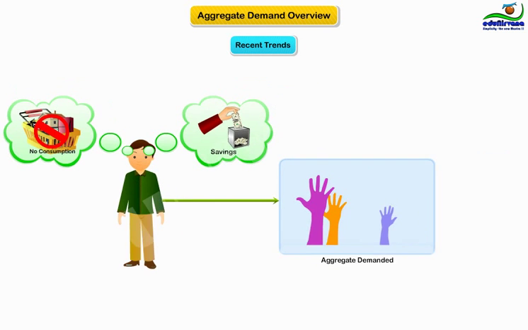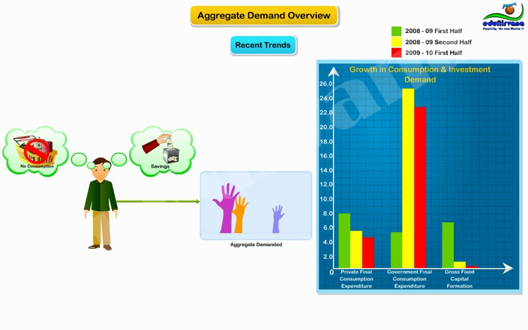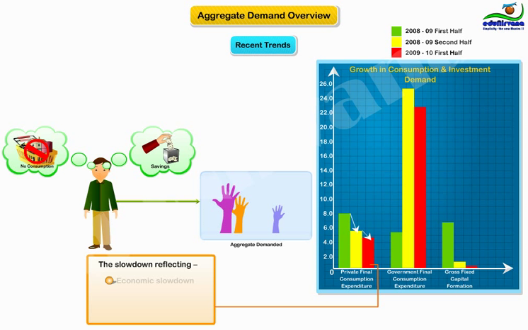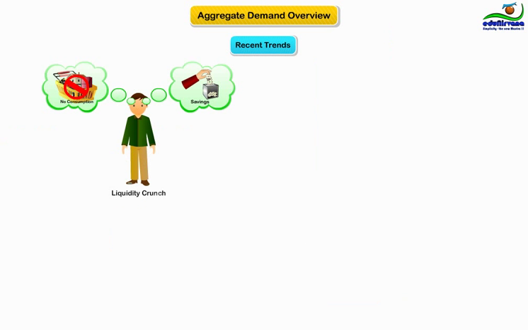As a result of which, the drivers of aggregate demand changed significantly during 2008-2009 and 2009-2010. The growth in private final consumption expenditure moderated from 8% in the first half of 2008-2009 to 5.8% in the second half and further to 4.6% in the first half of 2009-2010, reflecting economic slowdown, poor agriculture production, and high food prices.